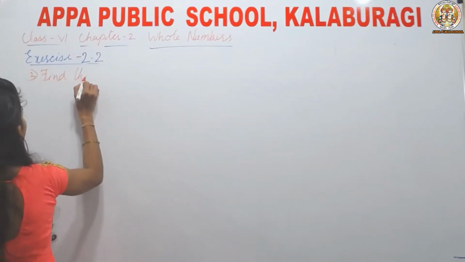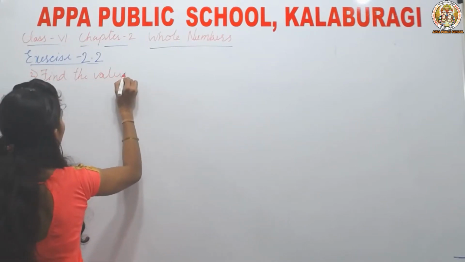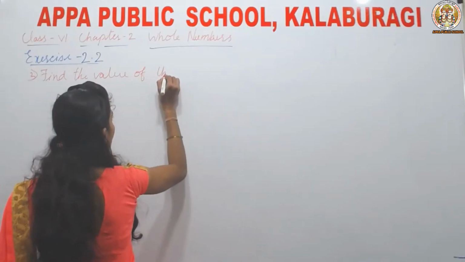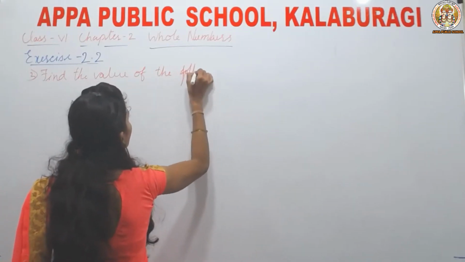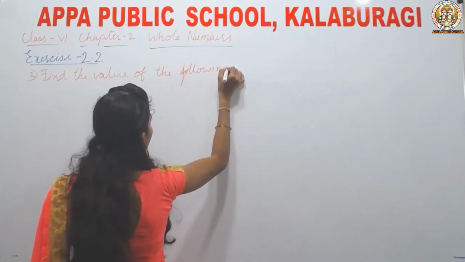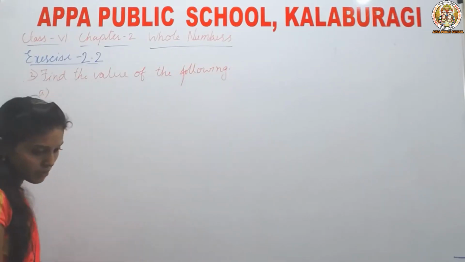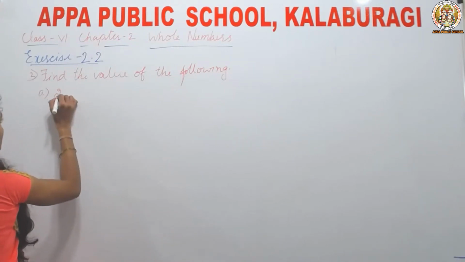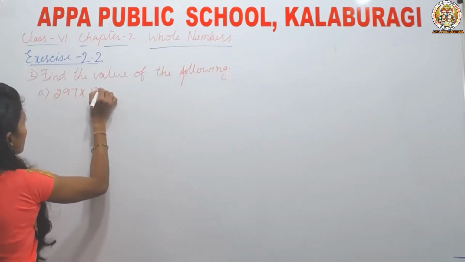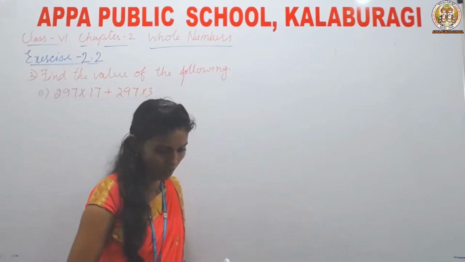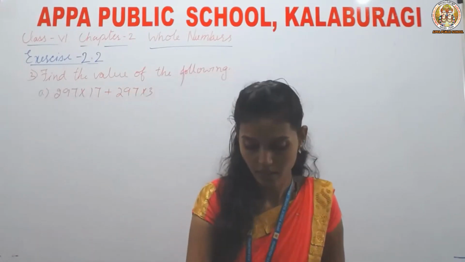Find the value of the following. See, the first number is 297 into 17 plus 297 into 3. Right? Yes. See here.